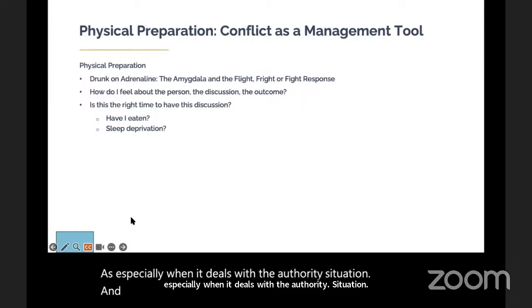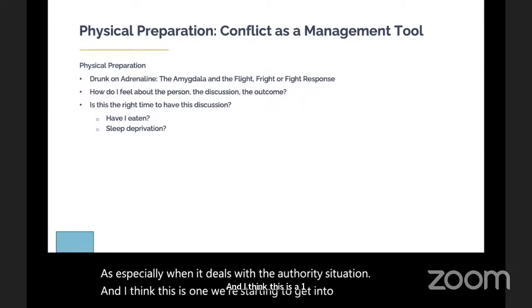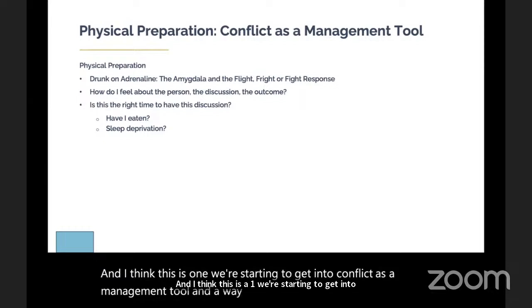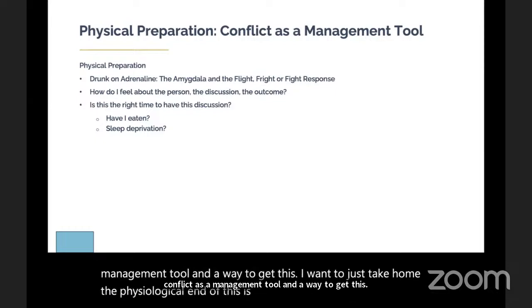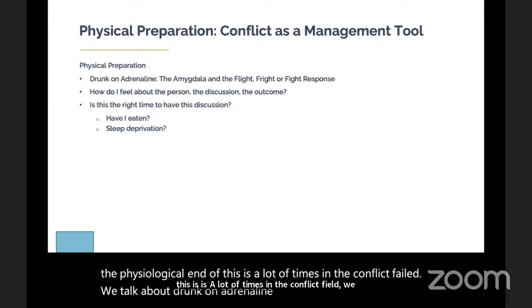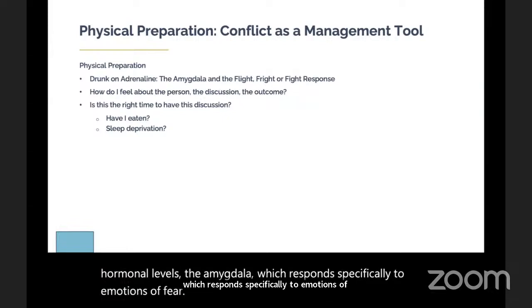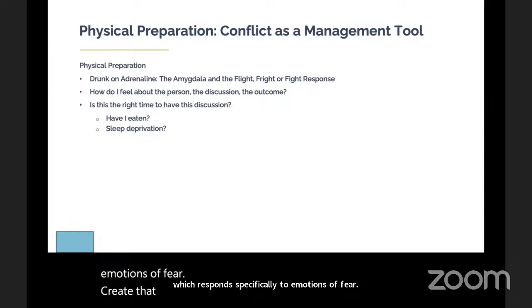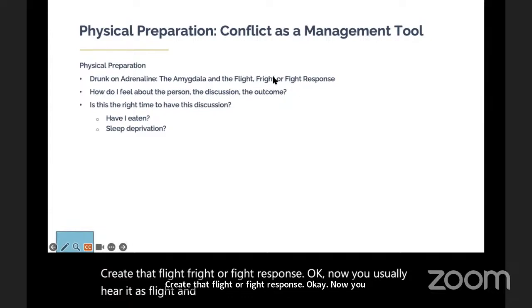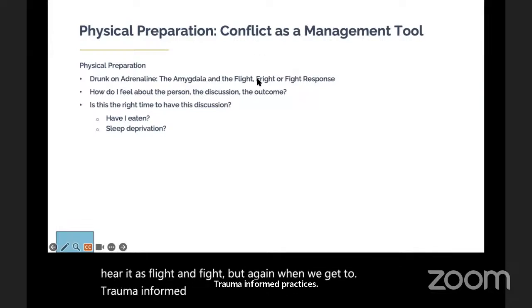And I think this is when we're starting to get into conflict as a management tool. I want to take home the physiological end of this. A lot of times in the conflict field, we talk about being drunk on adrenaline, where the body's hormonal levels and the amygdala, which responds specifically to emotions of fear, create that flight, fright, or fight response. Now you usually hear it as flight and fight, but when we get to trauma-informed practices, we'll introduce more of this idea of fright.